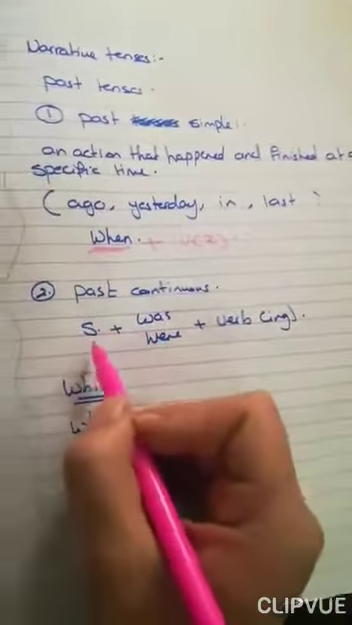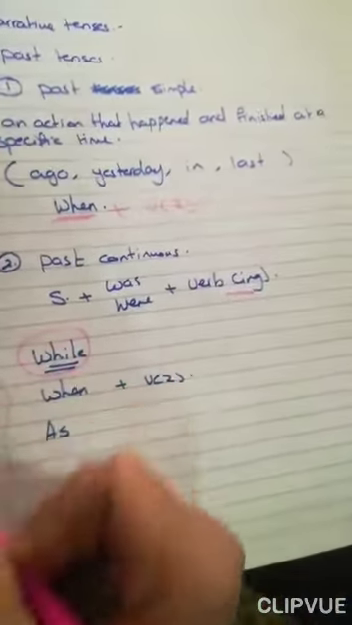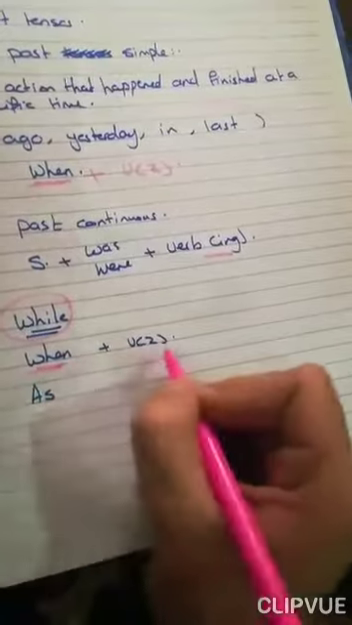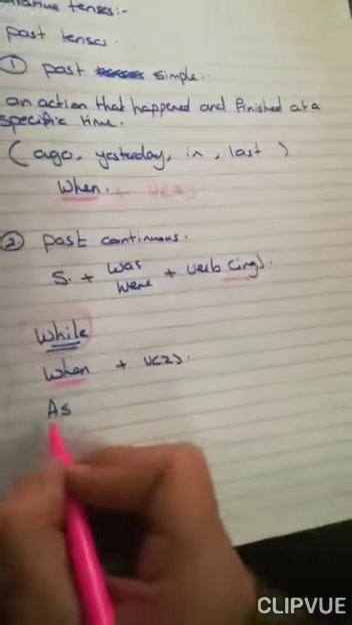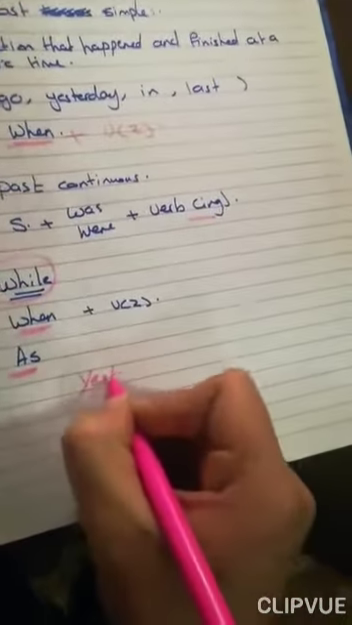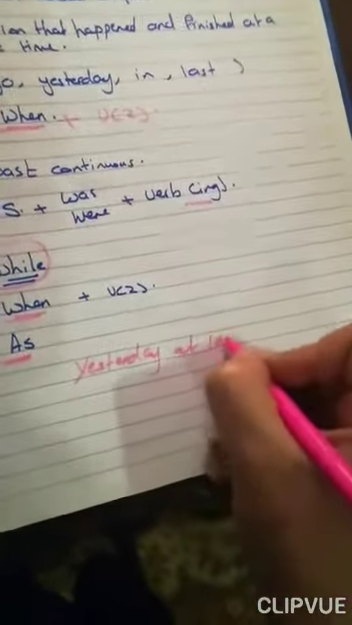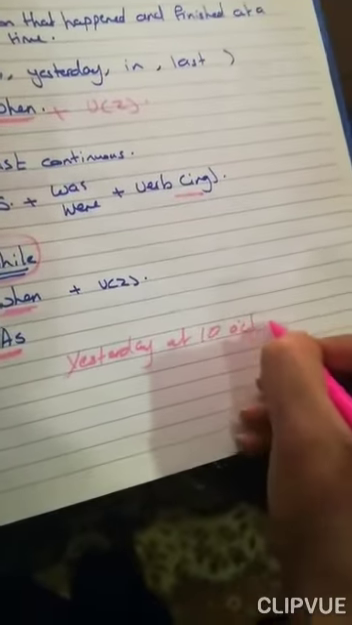Past continuous is subject plus was or were plus verb ing. The most important word is while. And when, remember that I have it with verb to. Of course, this explanation is already available to you on the e-learning. And you also have here the word as. Also, if you want to use, for example, yesterday, you need to add for it a specific time, at 10 o'clock, I was doing something.